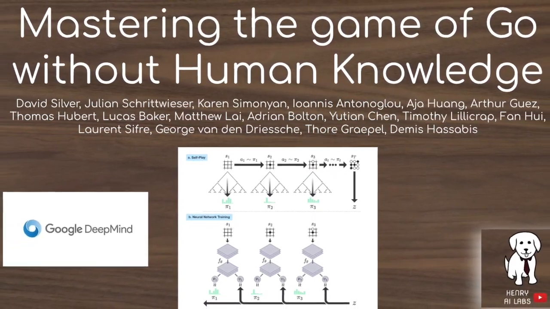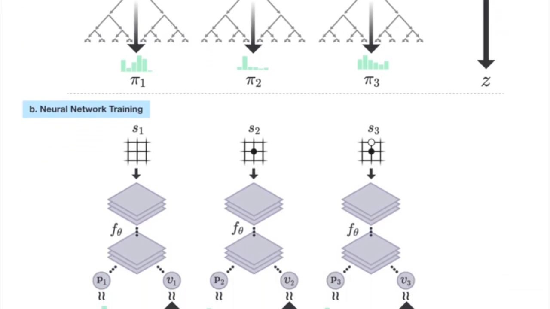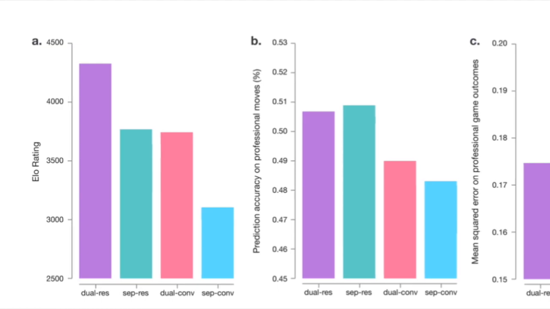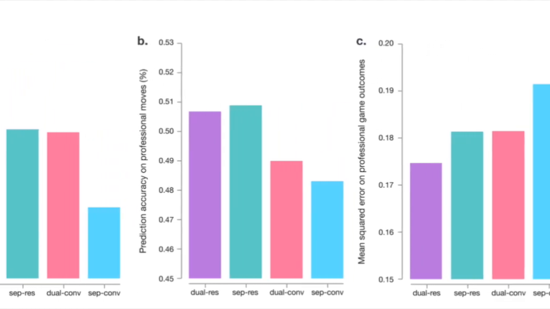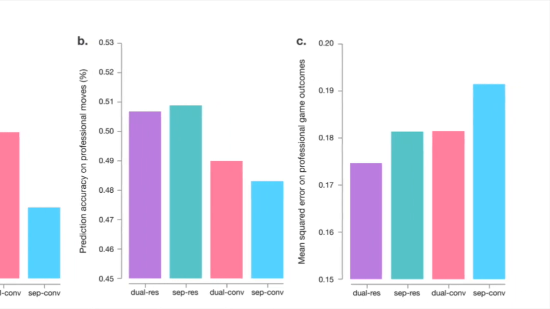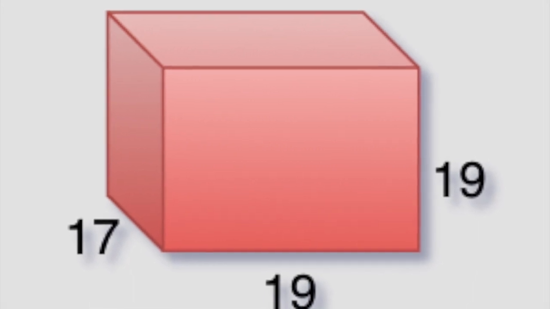AlphaGo Zero is different from AlphaGo because it uses less prior encoded knowledge, whether it's in the form of supervised learning from human expert moves or in the input state representation to the neural network. AlphaGo Zero also uses a single residual neural network for the policy and value network and uses a very interesting extension to the self-play training by emulating the Monte Carlo tree search.